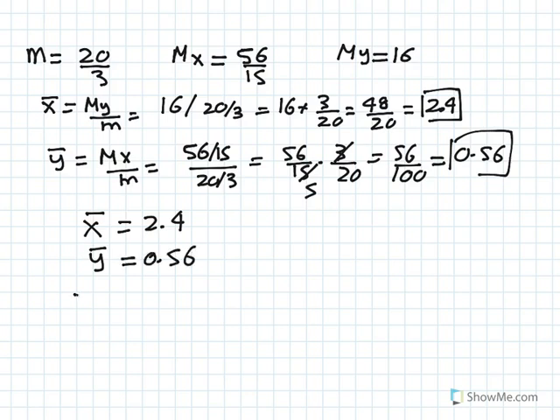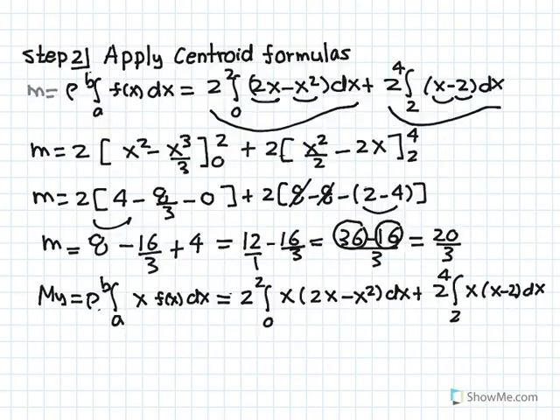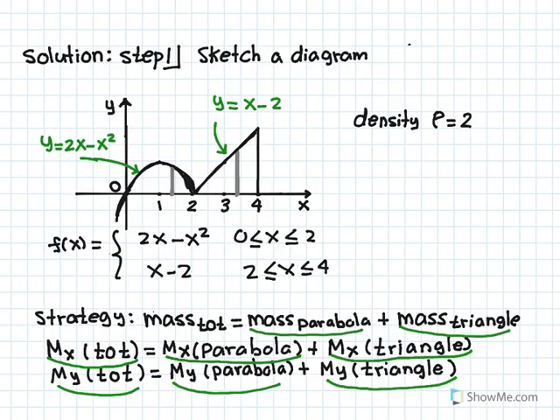Let's go back to the diagram and ask ourselves, does that make sense? So let's go back to the diagram on page 1, or page 2, I should say. We found the x-coordinate of the center of mass to be 2.4. That's roughly here. The y-coordinate is 0.56, so that's about here. And that makes sense. If you look at that diagram, we expect the center of mass to be in that part. All right, thank you.